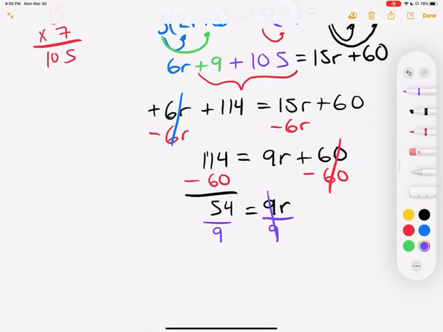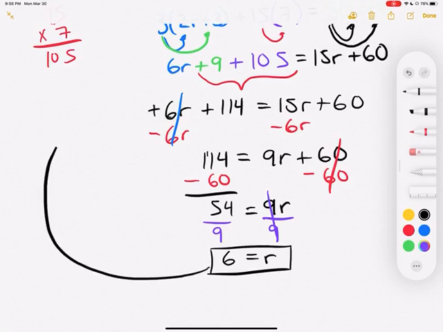The 9's cancel out on the right side. R equals 54 divided by 9 should be 6. And this should be my final answer. Of course, if you take this number and substitute in the original equation, the left side is going to be equal to the right side.